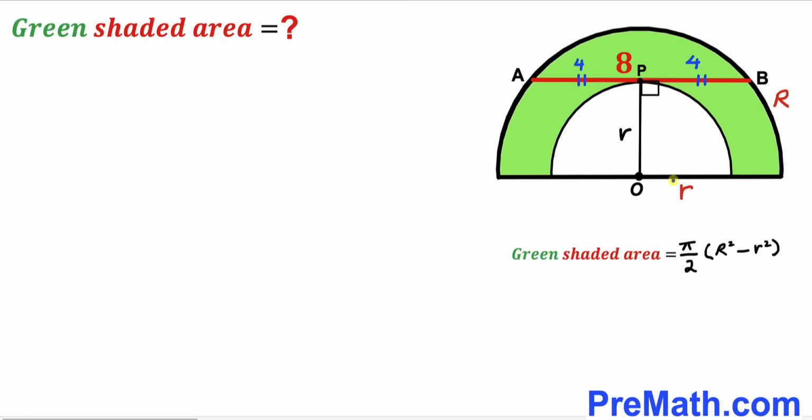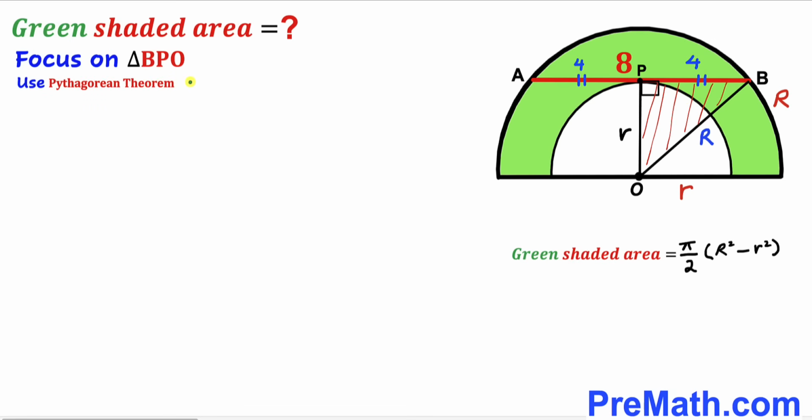In the next step, I'm going to connect this center O with this point B. Now let's make an observation. This OB is the radius of the larger semicircle, and we know the radius of the larger semicircle is uppercase R, so I'm going to write uppercase R as its radius. Now let's focus on this right triangle BPO, and we are going to apply the Pythagorean theorem on this triangle.